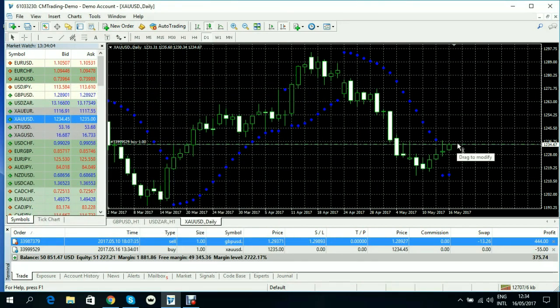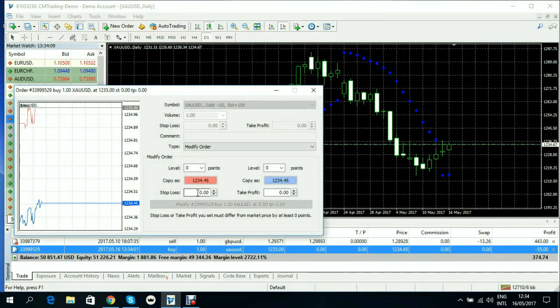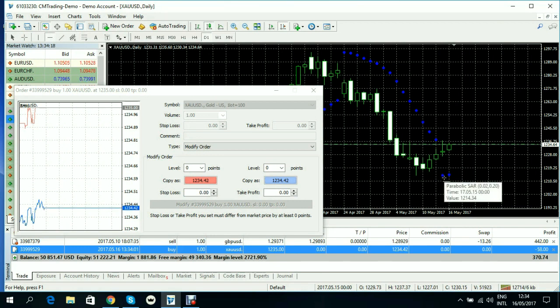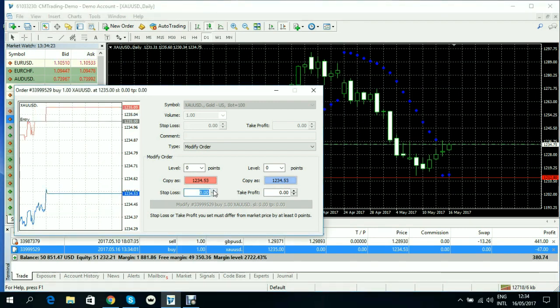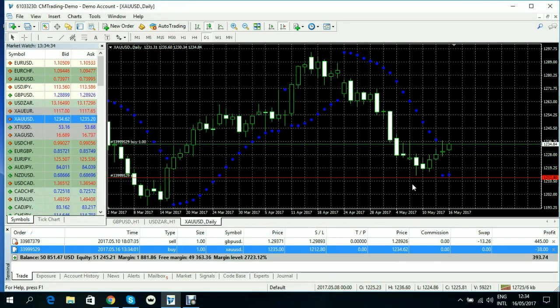Okay, so we place a trade for a buy here, and then we place the stop loss here. So let's draw the horizontal line here so that we can get the actual price. So we place a stop loss at 1212.80, 1212.80 cents. So we have placed a stop loss right below here. Okay, so the horizontal line is covering it.